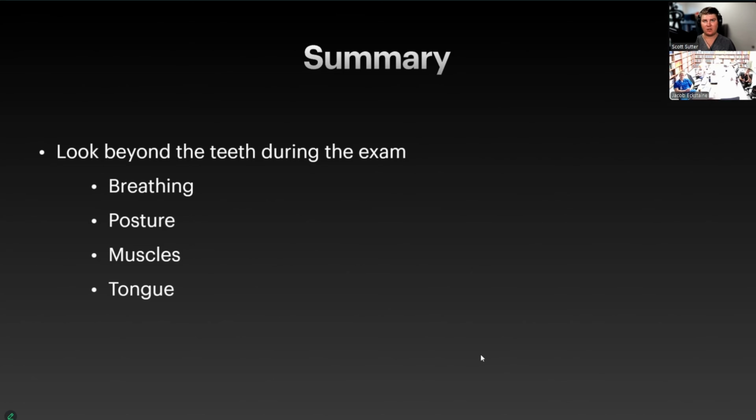So what I want you all to take away: look beyond the teeth during the exam. Breathing is incredibly important. Once you start to notice this, it's one of those things you're never going to be able to unsee, and I apologize. It's kind of like The Ring. I have to show this to everybody or I'm going to die. Now, I need you to go out and show it to other people as well, and just start noticing how many people have issues with breathing. Notice the posture, the head as it's coming forward, check the muscles, and make sure you check out that tongue as well.